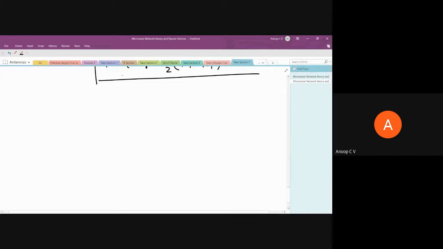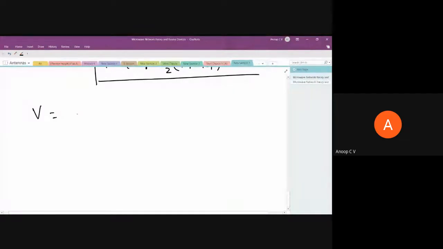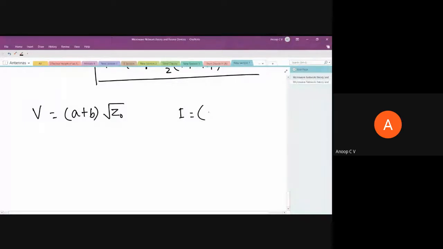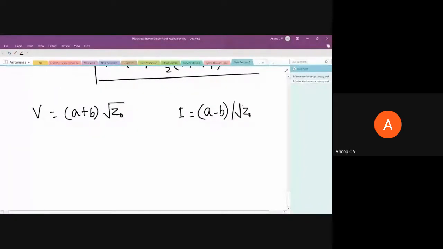So quickly I'll write what V is. V will be A plus B times root of Z naught. We derived it. And I will be A minus B divided by root of Z naught. This we have: A minus B divided by root of Z naught.